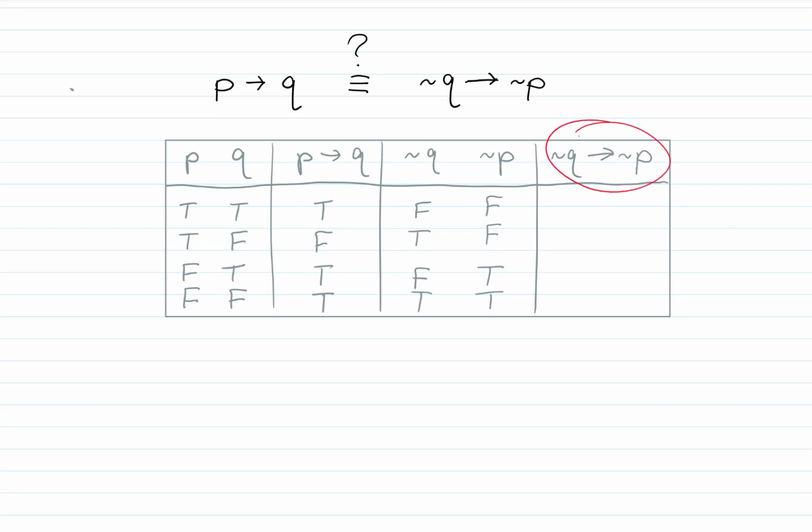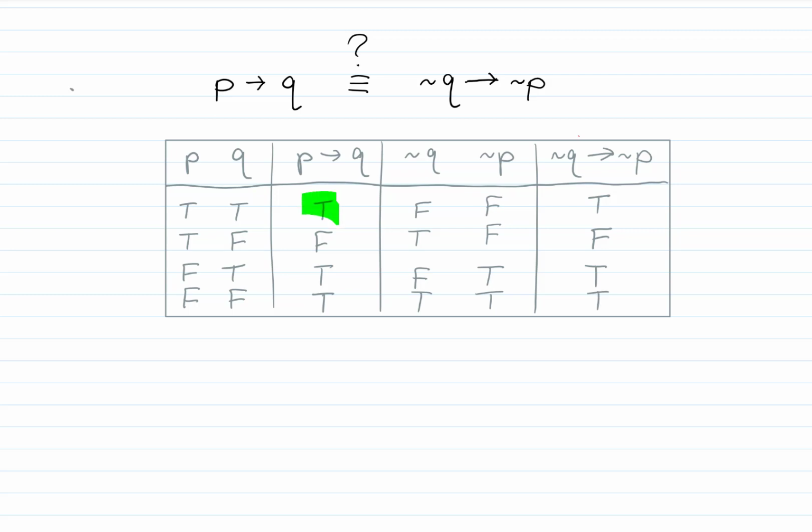Here I have an implication. The only time an implication is false is when the hypothesis is true and the conclusion is false. That makes the implication false. In all other cases, the implication is true.